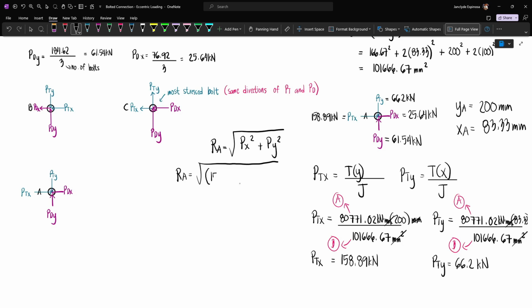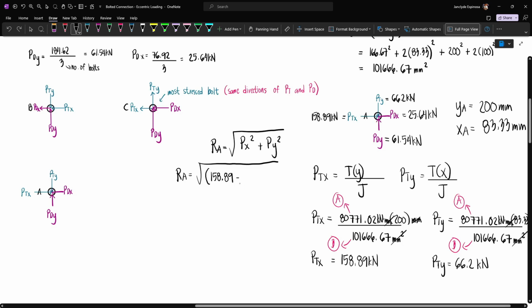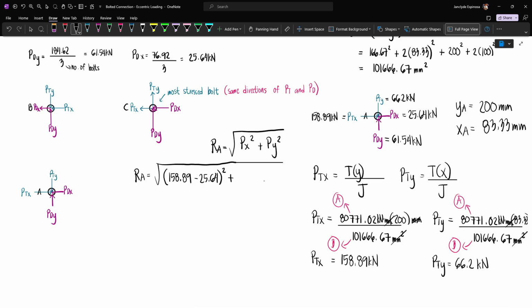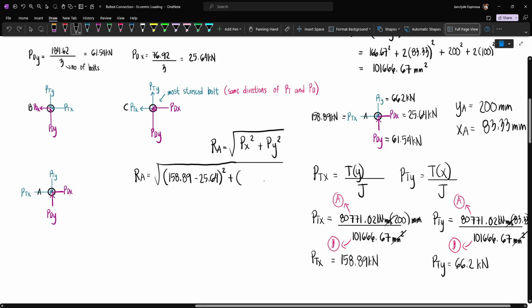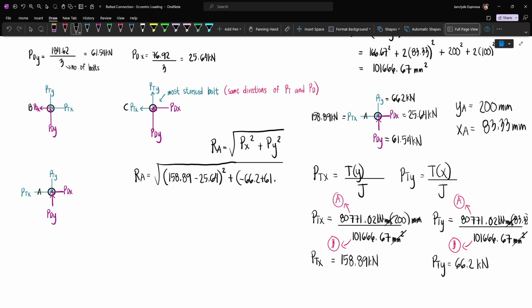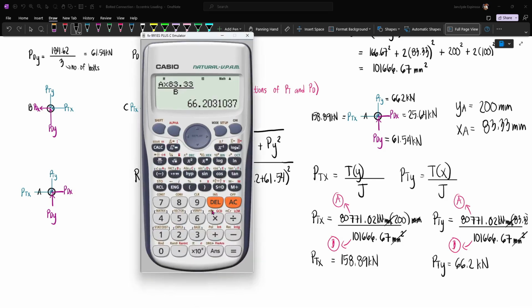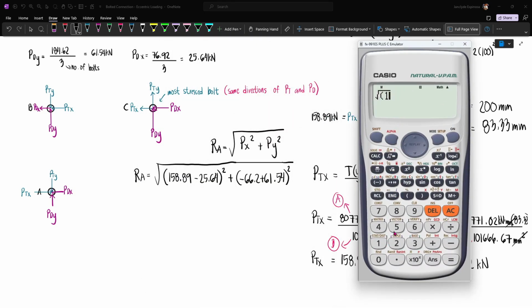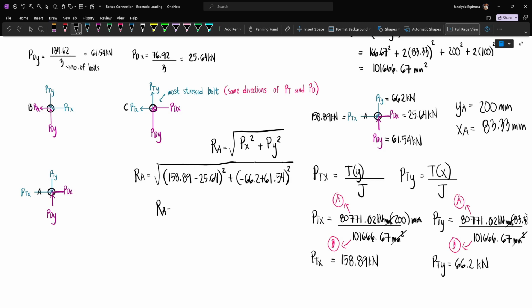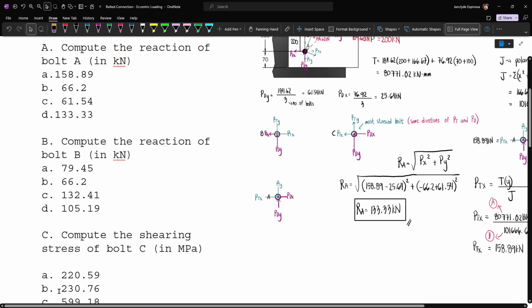So 158.89 minus 25.64, and then squared. And then we'll add the forces along Y, squared. The forces along Y are 66.2, which is downward, so minus 66.2 plus 61.54, and this is squared. And so solving RA, we have the square root of (158.89 minus 25.64) squared plus (negative 66.2 plus 61.54) squared. This gives us 133.33. And so this is our answer for number 1, which is letter D.